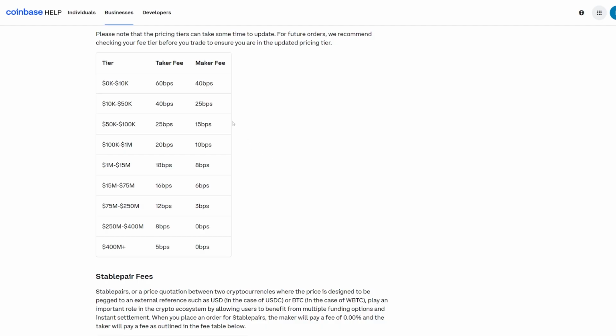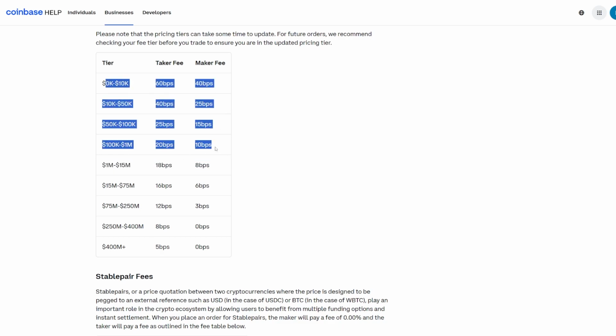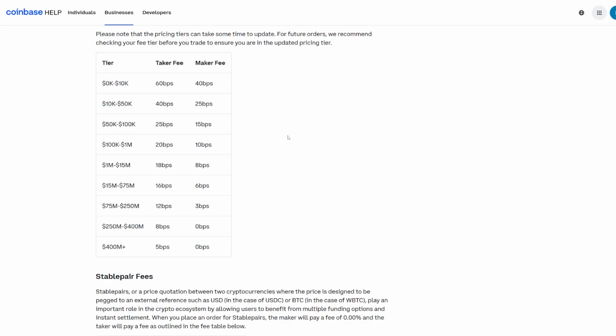But if you are someone, probably anywhere from 0 to maybe 100K in crypto or even $1 million in crypto, then this is going to be the fee structure for you right in here. You could have fees anywhere from around 0.4% to 0.6%, and this will drop depending on how much money that you have.